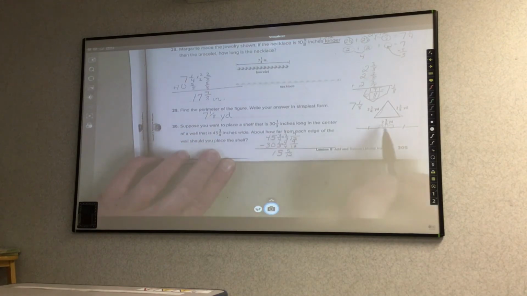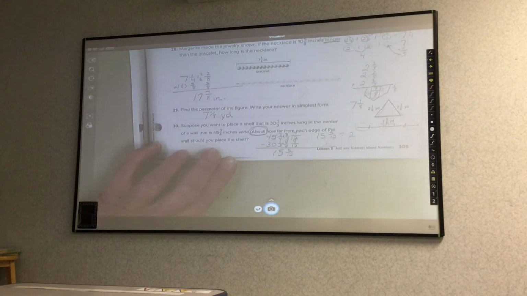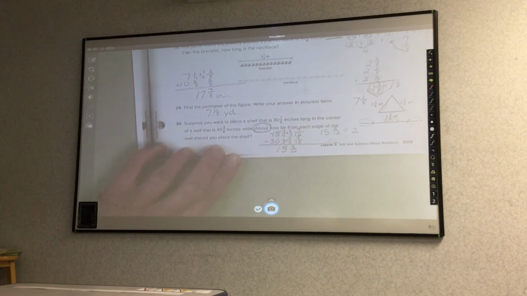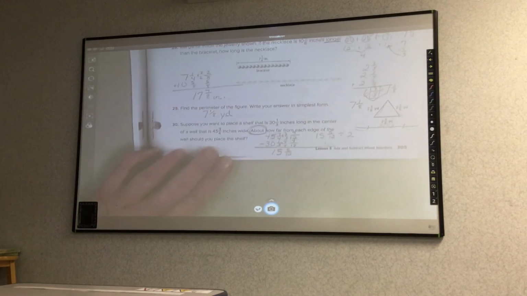Then to find out exactly for each side, you take the 15 and 5/12 and I divide it by 2. Okay? But then it says just about. So 15 and 5/12 is about, almost, not quite 16. So then it'd be about 8. But let's do it the full way, because you're going to be getting into some division anyways.